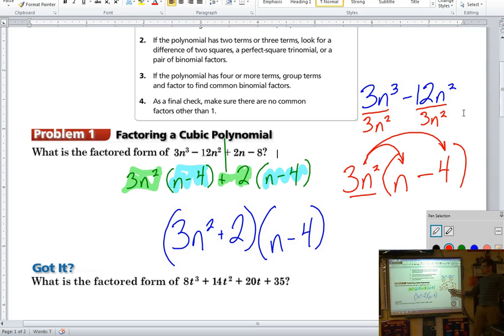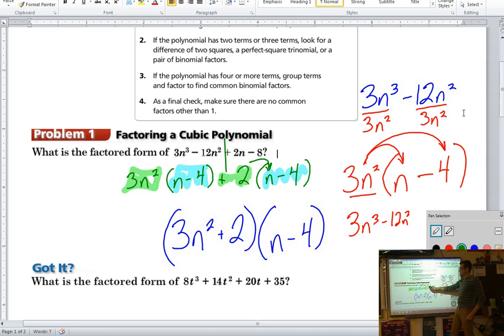Because then if I do the distribution, I get 3n cubed minus 12n squared. Does that make a little bit more sense? Then we do the same thing with the right part, but we treat 2n minus 8. We say, what can I divide these both by? Well, 2 is the biggest thing I can divide them by. And then what do I have left over?